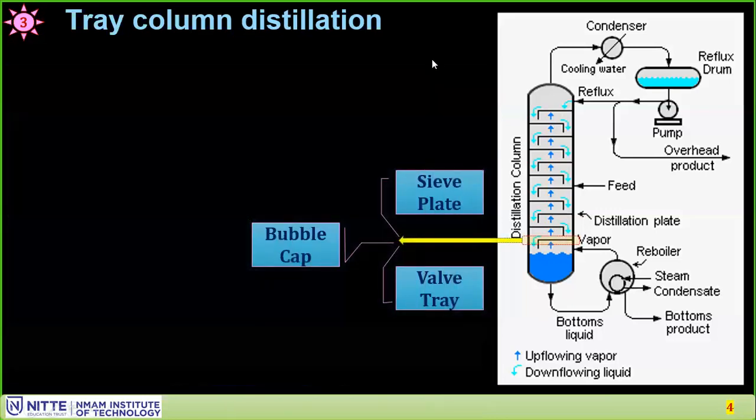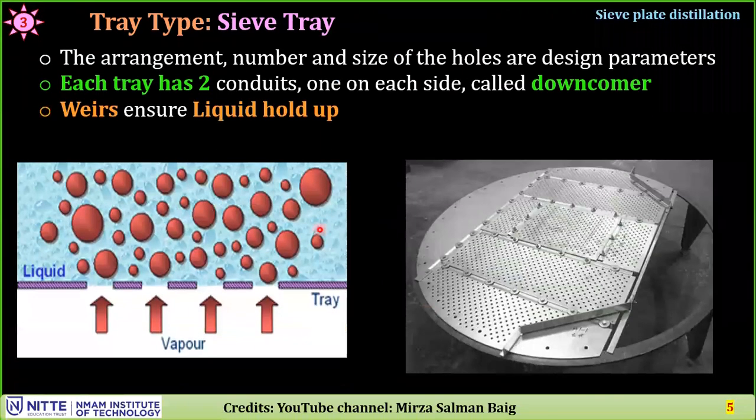Yeah. So we have three different types of plates. They are sieve plate, bubble cap, and wall tray. Three different types. We'll see the three different types and their advantages, and how they work in principle. First one, sieve tray. Sieve tray, it is exactly like a sieve mesh.